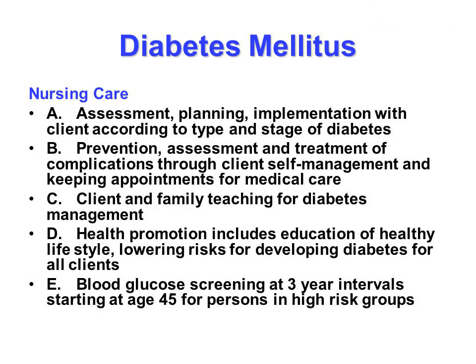Diabetes mellitus nursing care. A. Assessment, planning, implementation with client according to type and stage of diabetes. B. Prevention, assessment and treatment of complications through client self-management and keeping appointments for medical care. C. Client and family teaching for diabetes management. D. Health promotion includes education of a healthy lifestyle, lowering risks for developing diabetes for all clients. E. Blood glucose screening at 3-year intervals starting at age 45 for persons in high-risk groups.